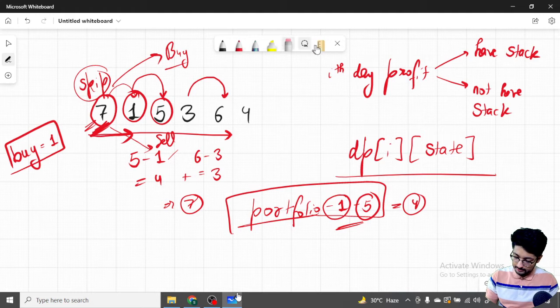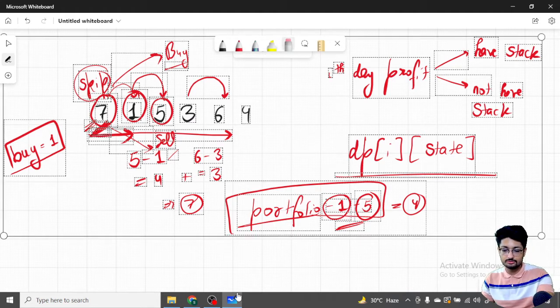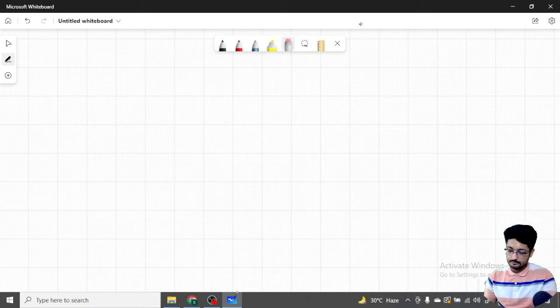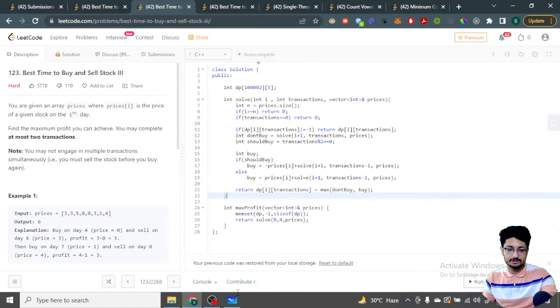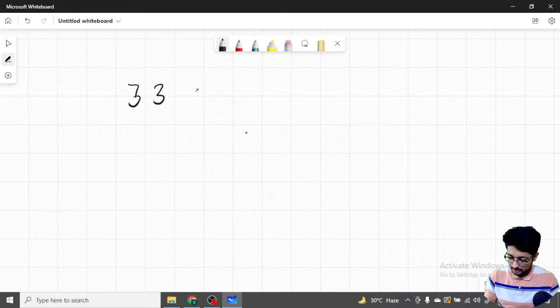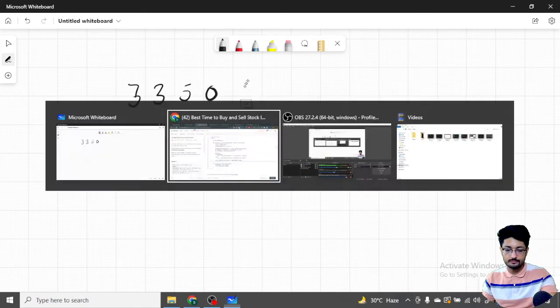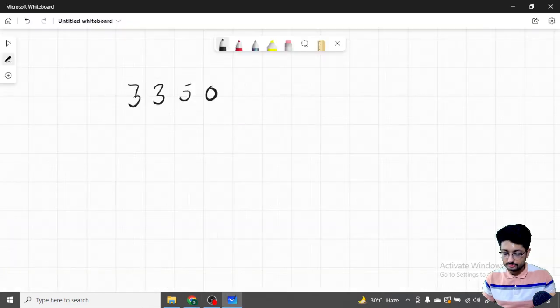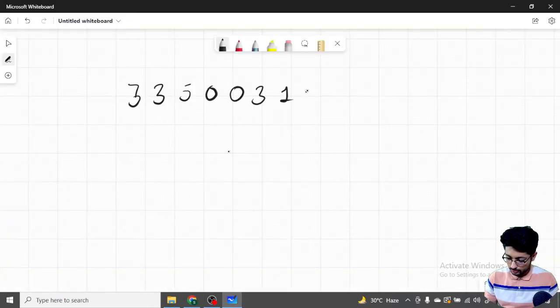Okay, if you just delete out this whole thing, if you have the stock values, let us say this example, 3350 and then 0314, because you can do at most 2 transactions. It cannot be that you buy at this 0th point and you again buy at the 0th point and sell one at the 3 point and one at the 2nd point. No, you cannot do that.